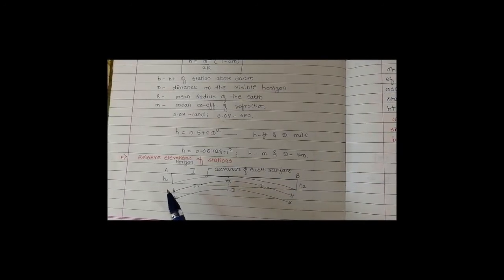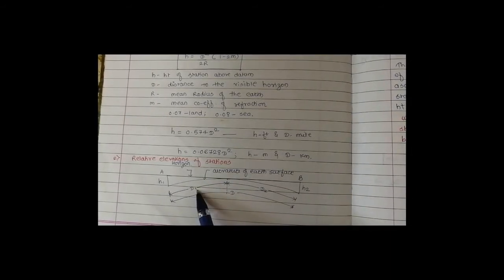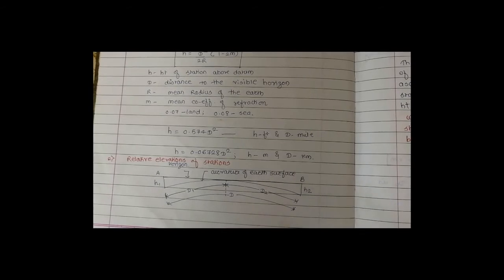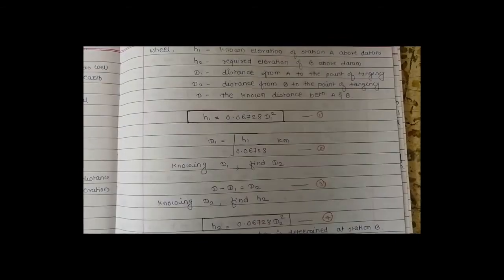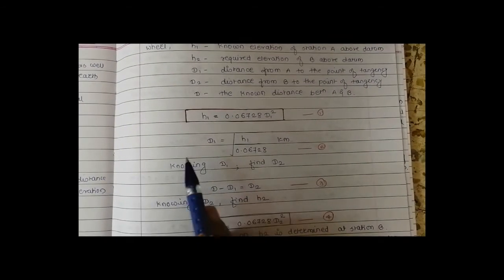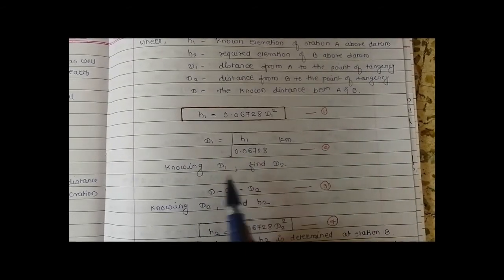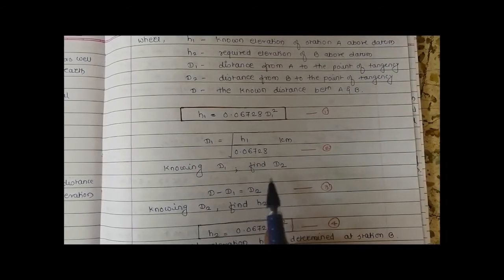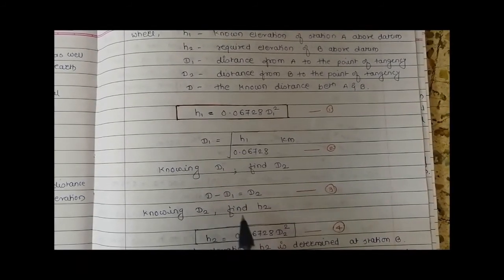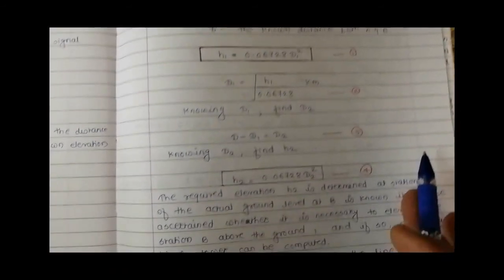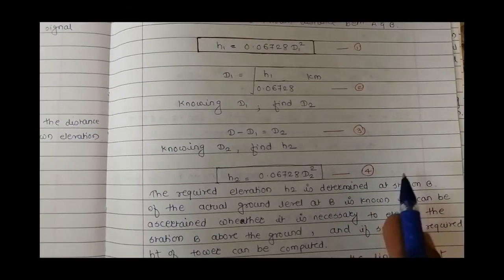Now in the first step, from H1 we find D1 by using the same formula, H equals 0.06728 into D square. D1 is calculated from the formula, so D1 will be in kilometers. Knowing D1 we can find D2, that is D minus D1 equals D2. Knowing D2 we can find H2. So H2 is the elevation of station B above datum.